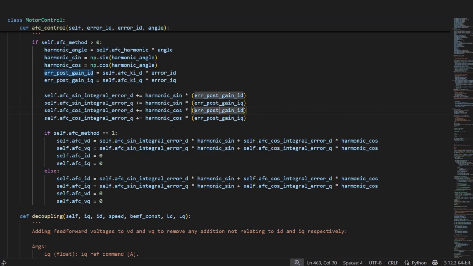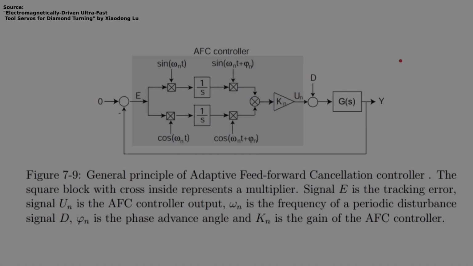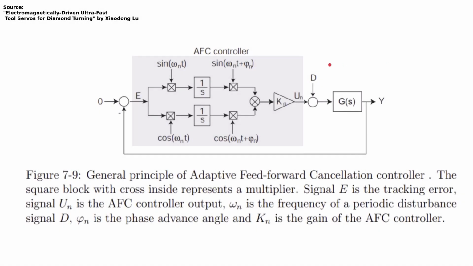Bear in mind that the integrals won't accumulate to infinity. Rather, they will converge to the values which will cancel out the desired harmonic in the error signal. Next up, we multiply the summed values by the respective sine or cosine values and add the result according to the AFC method. I'll add a link to the GitHub repository in the description if you want to take a closer look. One nuance I'm ignoring here is a possible phase shift parameter.